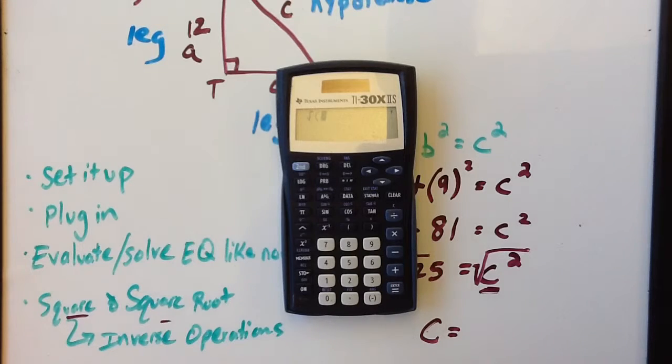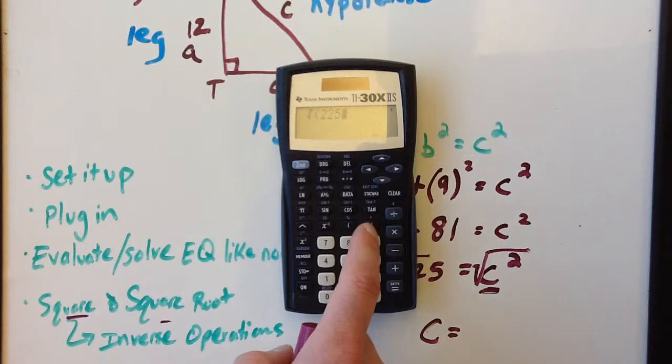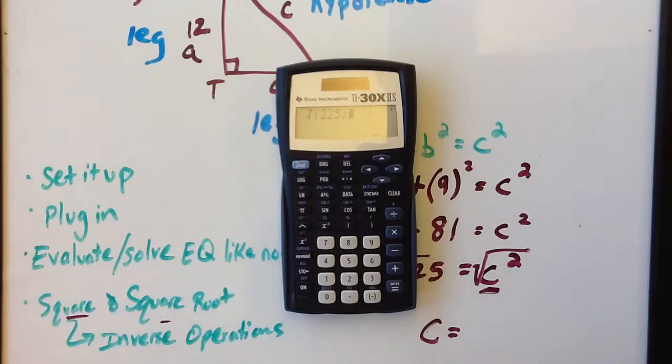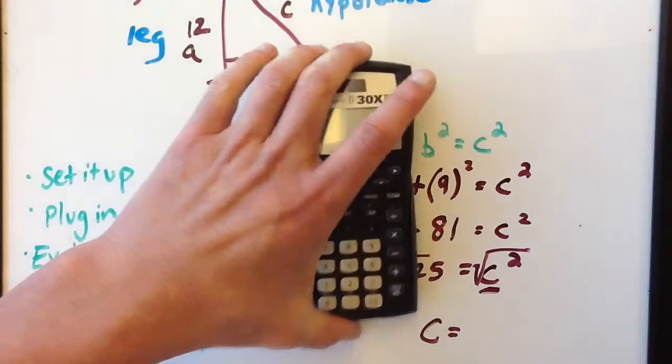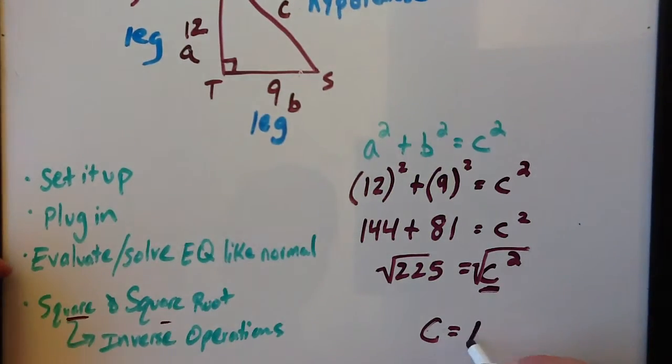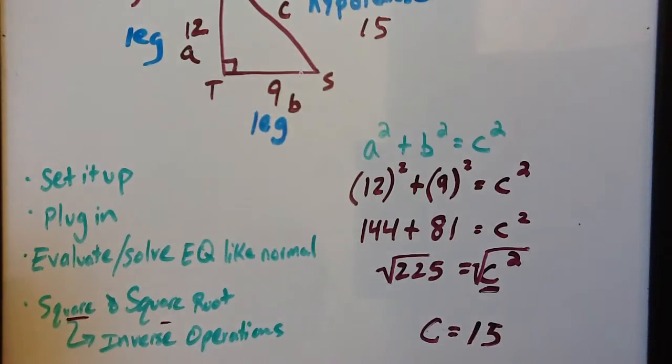And then I type in the number I'm taking the square root of, which is 225, and I need to close the parentheses. So I hit this parenthesis right here, the close parenthesis button. Okay, so I have 225 inside the square root. I'll hit equals, and that will tell me what the square root of 225 is, and it is 15. Okay, so c is equal to 15. That is the hypotenuse. The hypotenuse is 15.